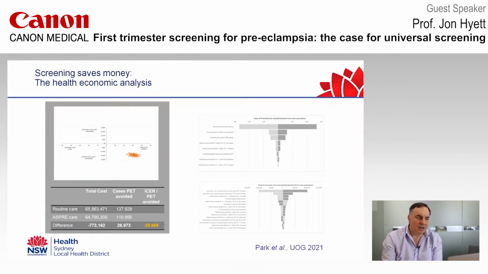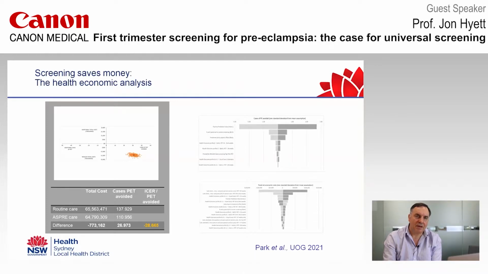Because you can see in this data set, which is from Sydney and from Newcastle, two centres in Australia, this is basically a health economic analysis that looks at the cost of instituting screening for preeclampsia compared to usual care. And all those little orange dots down in the bottom right-hand corner of that graph are looking at something called a sensitivity analysis, so that's varying various factors in the algorithm for how effective screening would be.